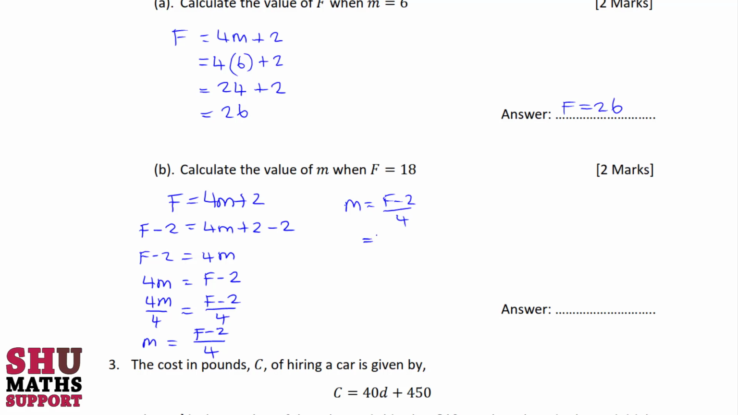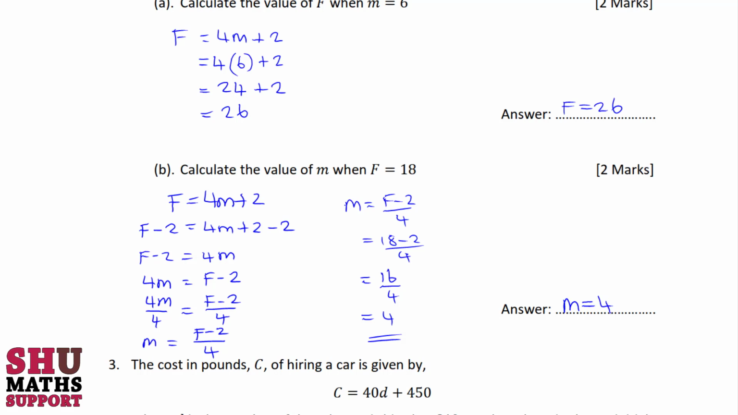And then if we substitute f as 18, we have 18 minus 2 divided by 4. And 18 minus 2 is 16, so we have 16 divided by 4. And 16 divided by 4 is 4. So we have an answer of m is equal to 4. So we'll put m is equal to 4 just in our answer line.